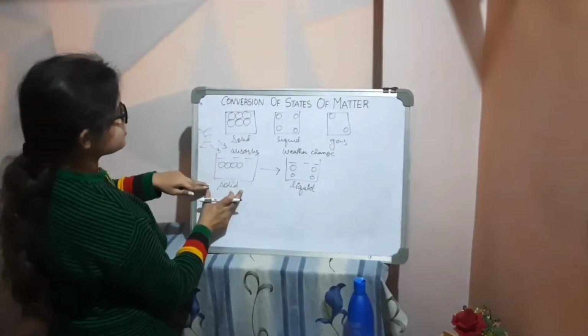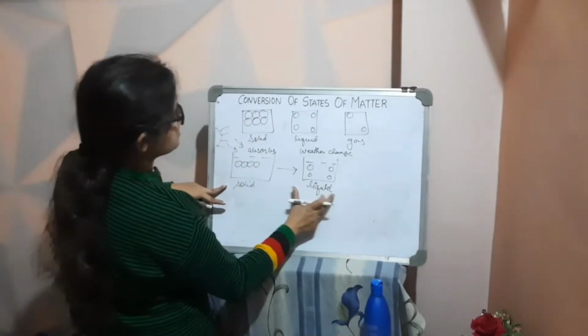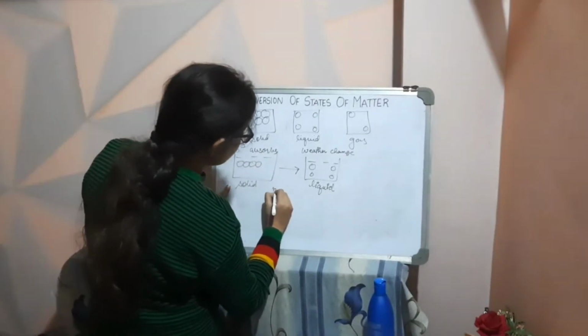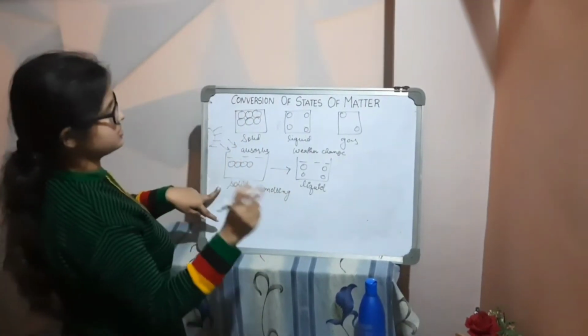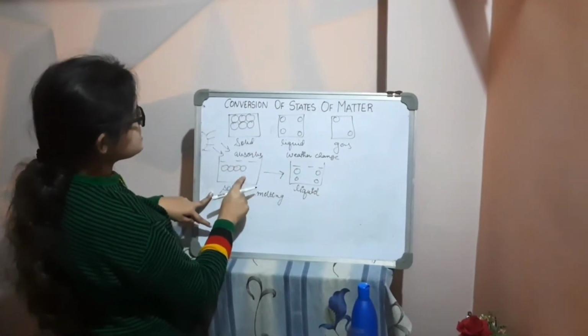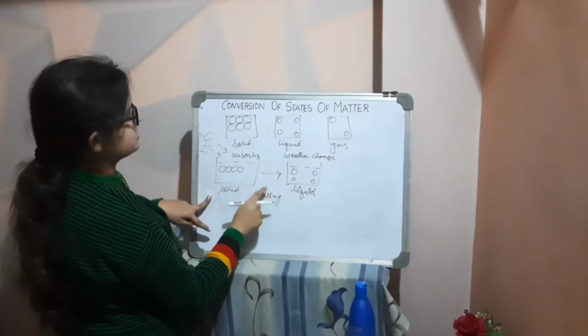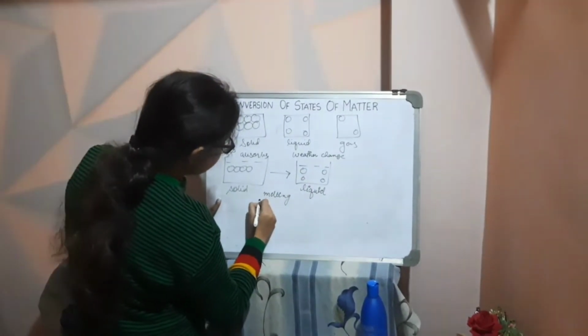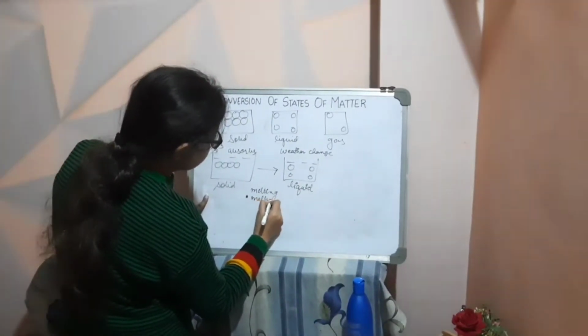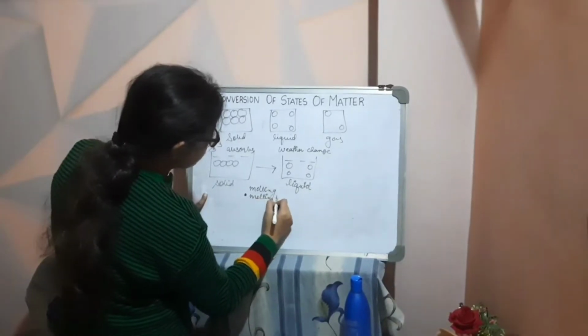This conversion from solid state to liquid state by absorbing heat is known as melting. And there is a particular temperature at which the molecules start moving away from each other in order to get converted to liquid state. That temperature is known as melting point.